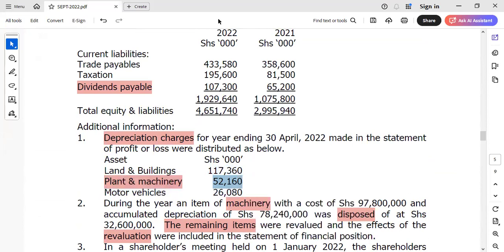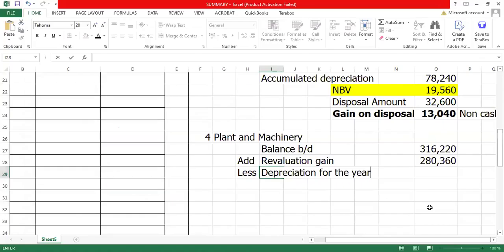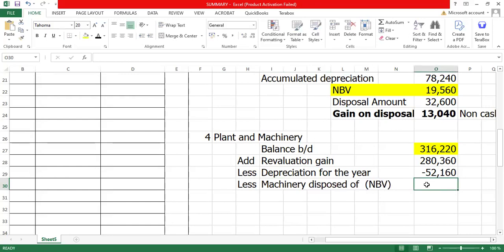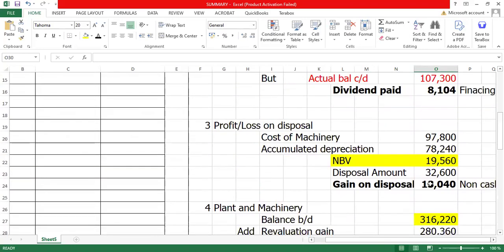It's here. Plant and machinery depreciation for the year, it's this. Please erase. Don't forget to put it as a negative. Okay. Then what else do you remove? You remove the asset disposed of. Its net book value was how much? Because that one is no longer part.